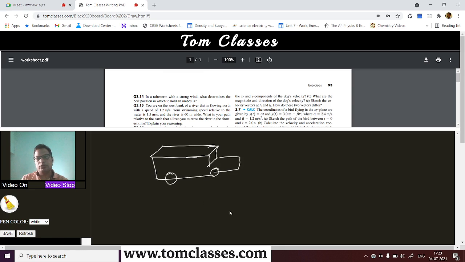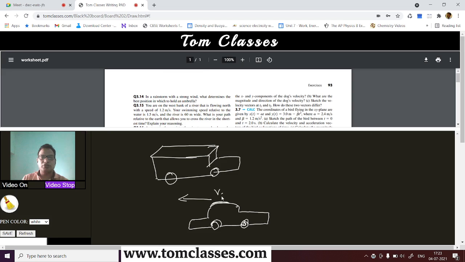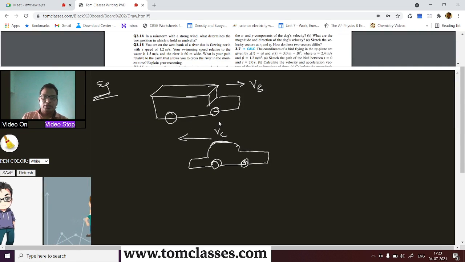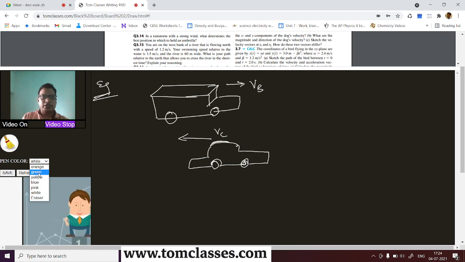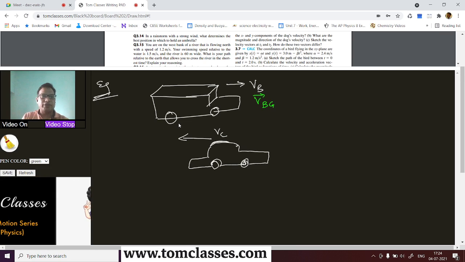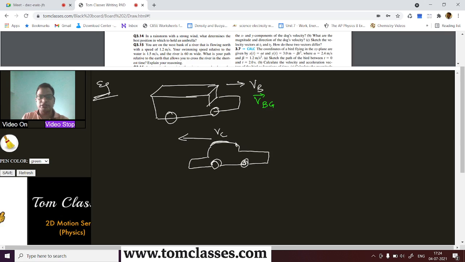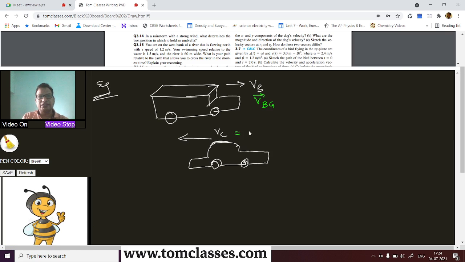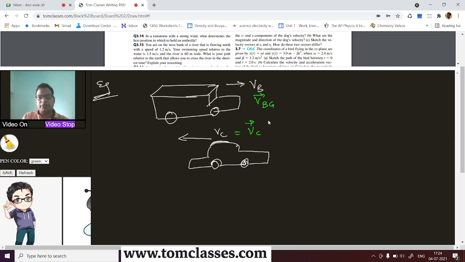And your friend now is traveling in the opposite direction. Velocity of the car is in this direction and velocity of the bus is in this direction, right? So if the situation is this, I will say that this is velocity of bus with respect to ground. There is some inertial frame, and that inertial frame is the ground or earth, you can say. And this is velocity of car with respect to ground.